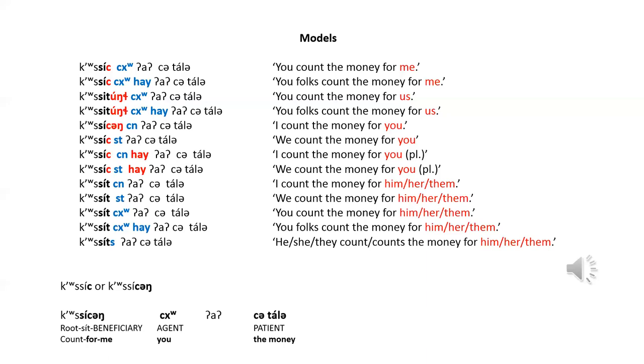You've got your root, seat, your beneficiary, your agent, a, and tatala, the patient. Note that just as with the T suffix, the T in the seat suffix drops before the C of the object suffix. In English, the patient, which is the money in the sentence, follows the verb and the beneficiary follows the preposition for. In Qʼanjobʼal, the beneficiary is the object of the verb and never the object of the preposition.